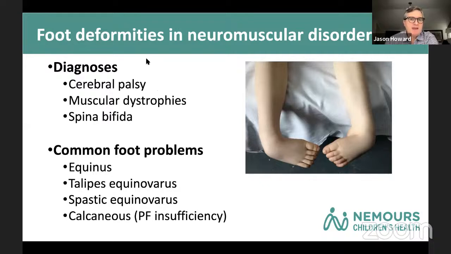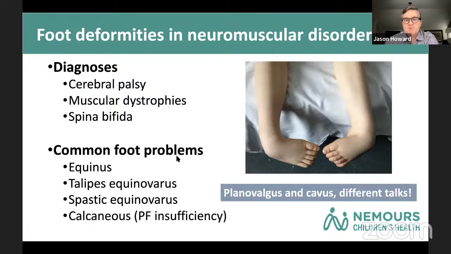I'm going to look at three diagnoses here today: cerebral palsy, muscular dystrophies, and spina bifida. These are three neuromuscular conditions that have different etiologies. CP is from the brain, muscular dystrophy is obviously from the muscle, and spina bifida is more from the spinal cord. But they do lead to similar presentations with common foot problems between them all: equinus, talipes equinovarus, like a club foot, spastic equinovarus, and calcaneus, or excessive dorsiflexion, due to plantar flexion insufficiency mainly.